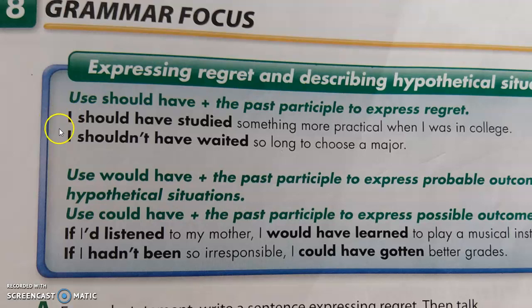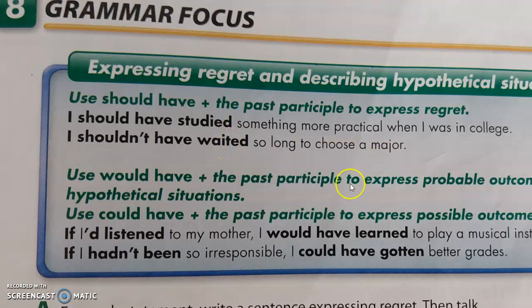For example, I should have studied something more practical when I was in college. Or negative, I shouldn't have waited so long to choose a major. Okay, so these are examples of regrets. So things that happened in the past. Use should have or negative shouldn't have with past participle.